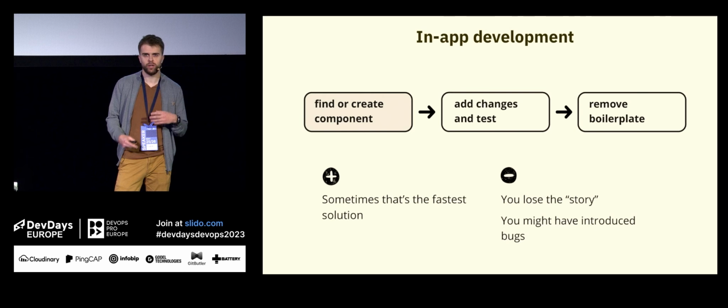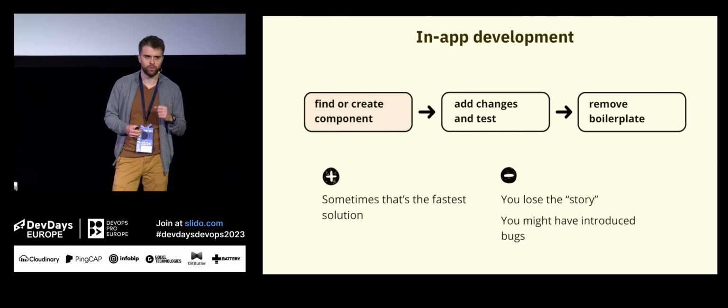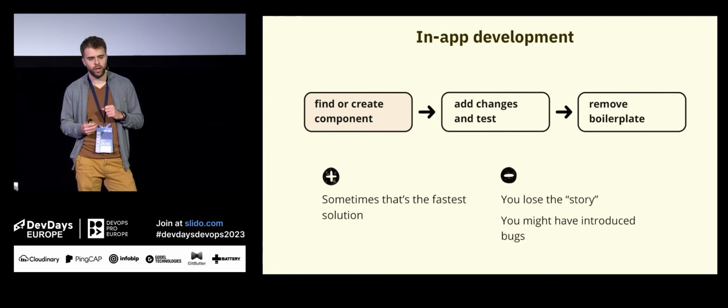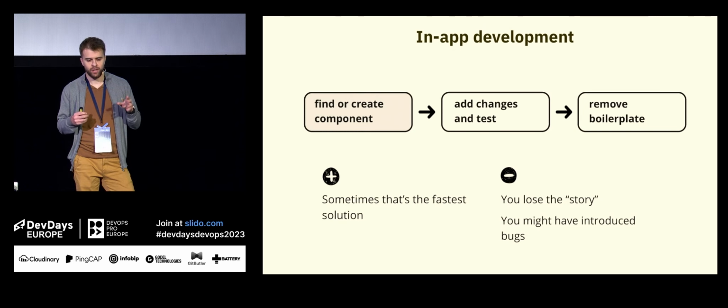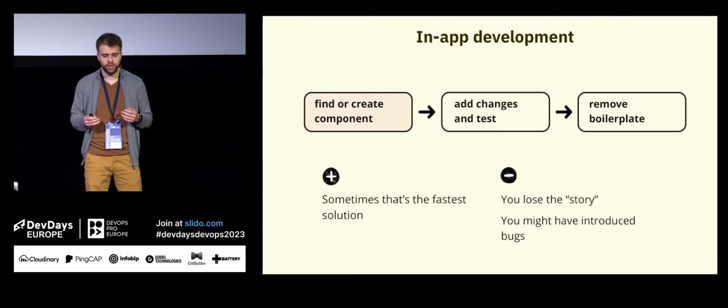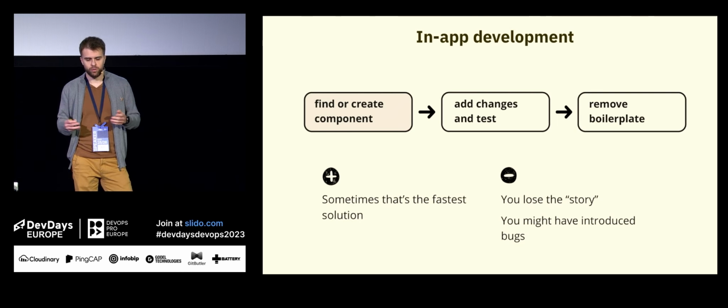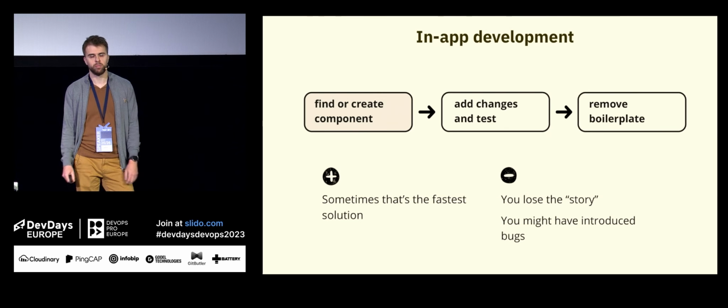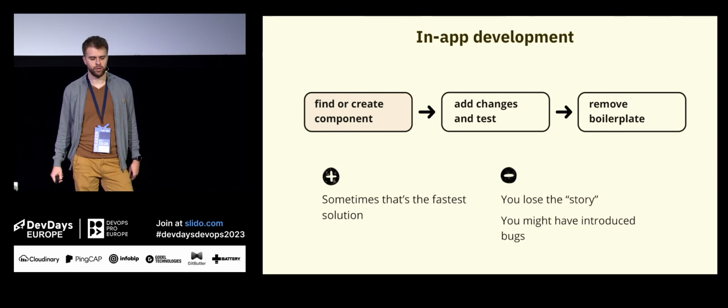Generally, when you develop your front-end application, your flow without Storybook goes like this. You first find or create a component somewhere in the application. Then you add some changes, and you test these changes. And then you remove this boilerplate. So the boilerplate is lost, and every time you implement a feature, you have to do the same tinkering.